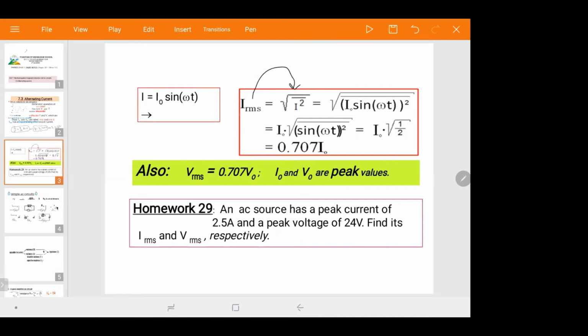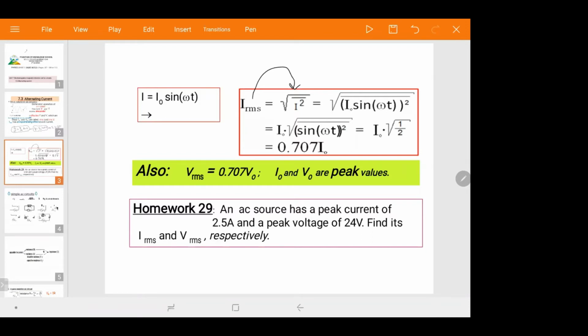So the RMS value is root half of the peak voltage. Numerically, 0.707 V0 for the voltage, or 0.707 of the peak current. So there's a simple question here now. An AC source has a peak current of 2.5 ampere and peak voltage of 24 volts. Find its IRMS and VRMS respectively.